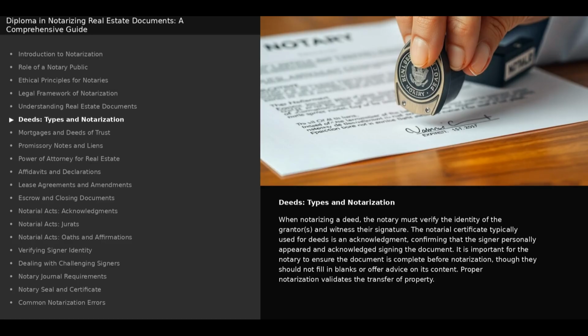The notarial certificate typically used for deeds is an acknowledgement, confirming that the signer personally appeared and acknowledged signing the document. It is important for the notary to ensure the document is complete before notarization, though they should not fill in blanks or offer advice on its content. Proper notarization validates the transfer of property.